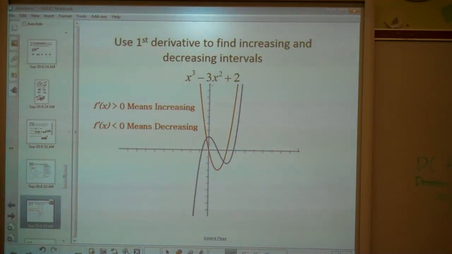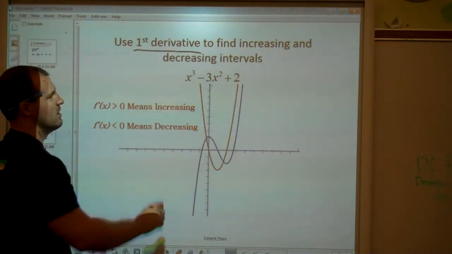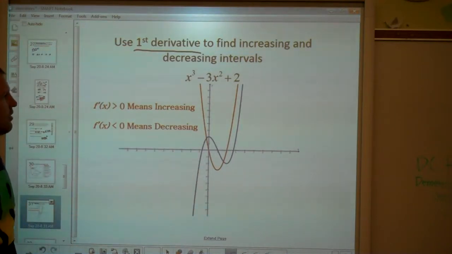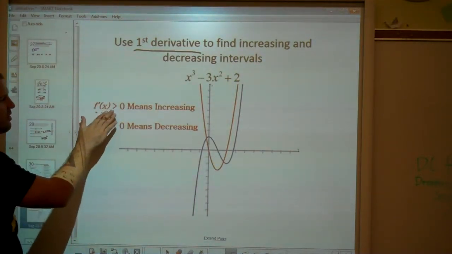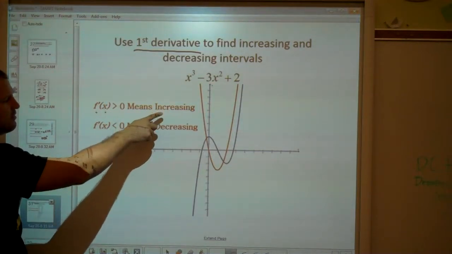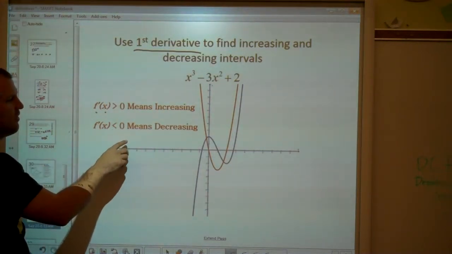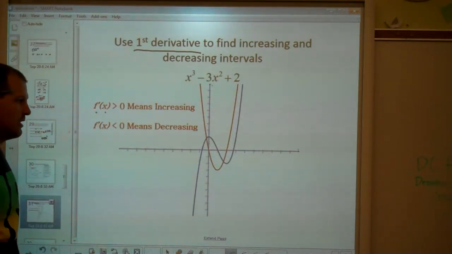Okay? So this also will allow us to find the intervals over which our function is increasing and decreasing. So, how does a derivative tell us that? What we look for is if it's above the axis or below the axis. Okay, and that's what this says right here. If f prime of x is greater than 0, it means the original function is increasing. If f prime of x is less than 0, it means the original function is decreasing.